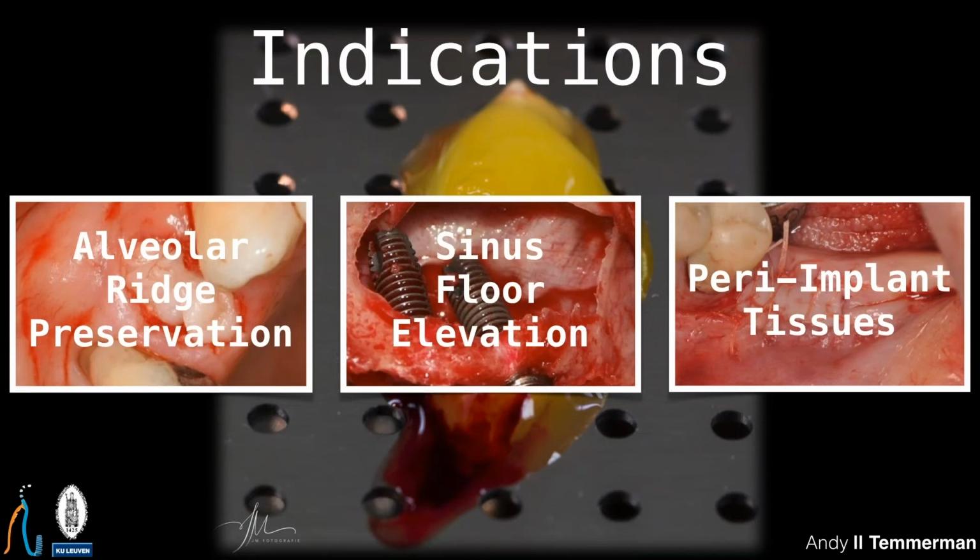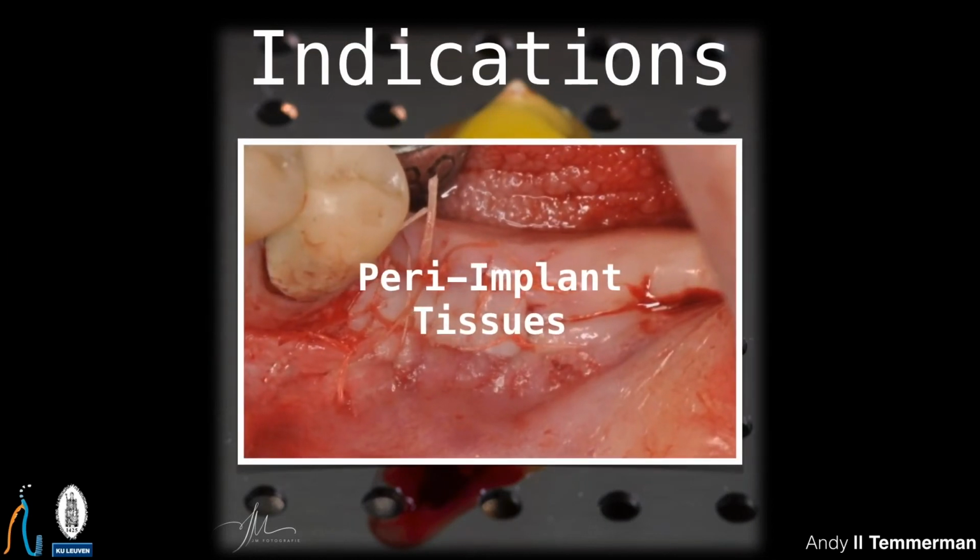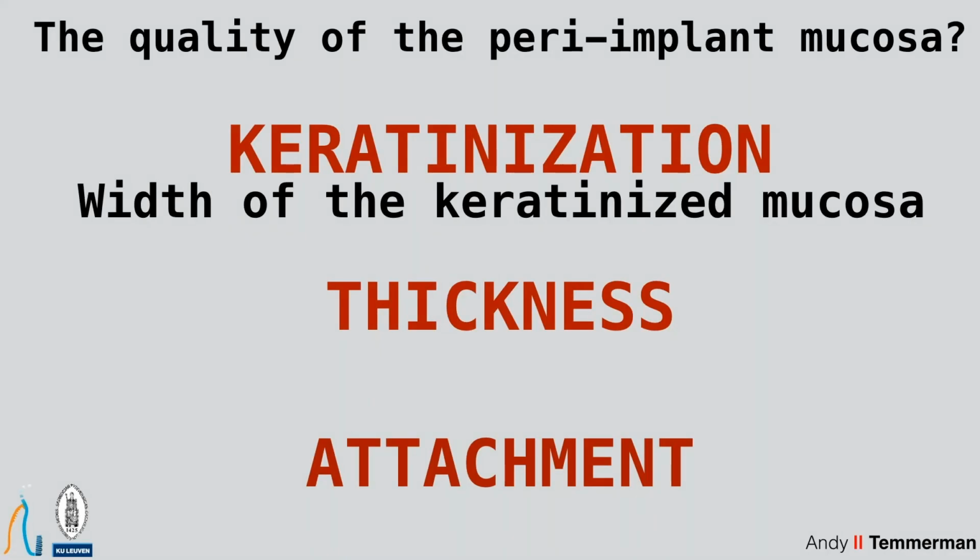Let's jump to the last section of this webinar, and these are the peri-implant soft tissues. Now, there are a lot of things that we can discuss when it comes to the peri-implant soft tissues. First of all, we can talk about the keratinization, and in science, this is, of course, measured as the width of the keratinized mucosa. We can talk about the thickness. On top of having a keratinized mucosa, is it also of importance that the mucosa is thick? And also, what about the attachment? Is it important that the peri-implant mucosa is also attached to maintain a healthy situation?